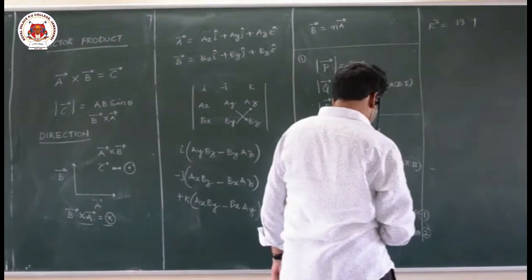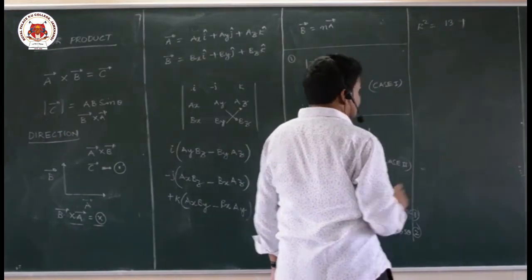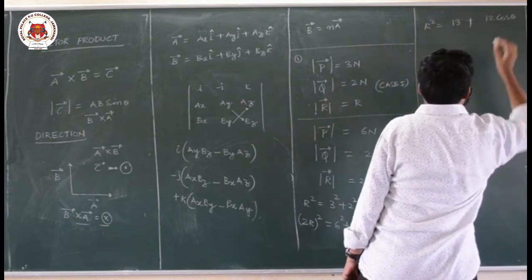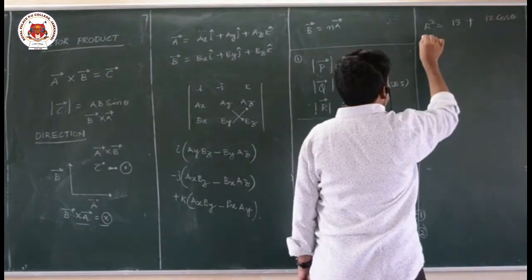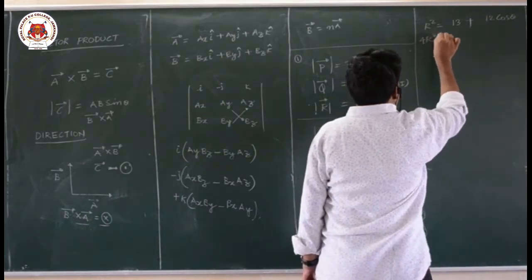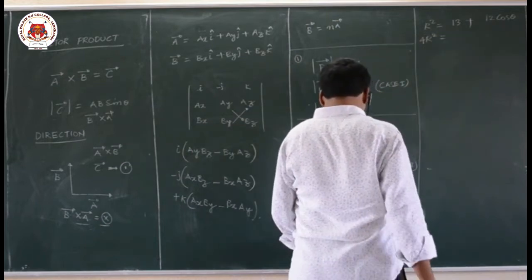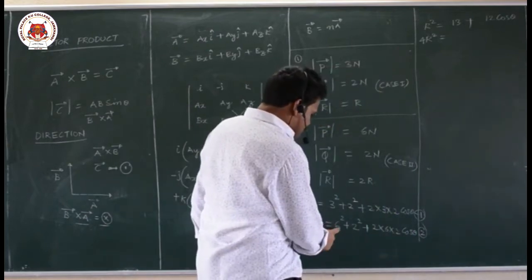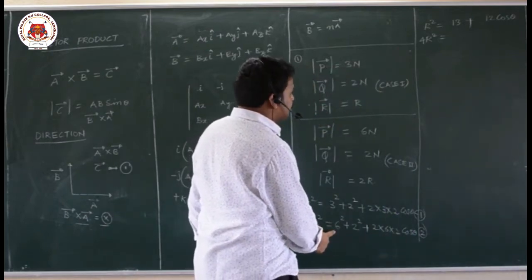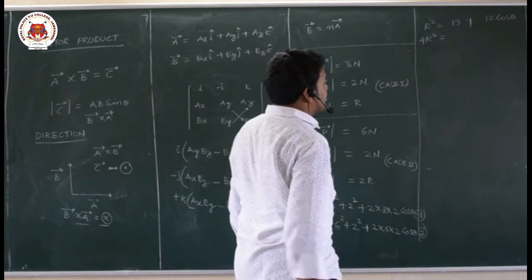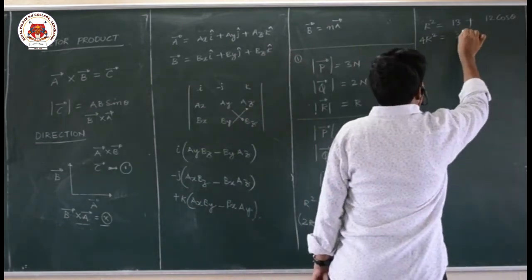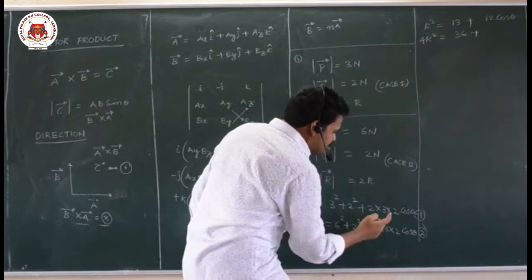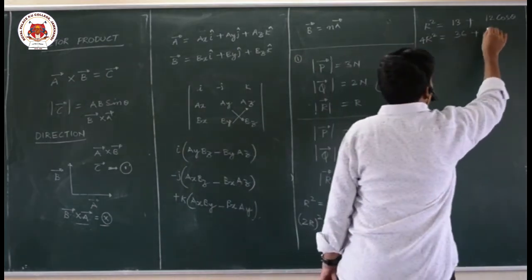Plus 4 into 3, 12 cos theta. Next, 4r square is equal to 36 plus 4. 6 square is 36, then 2 square is 4. 36 plus this is 2 into 6, 24 cos theta.